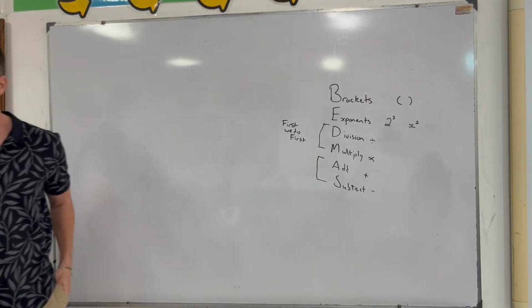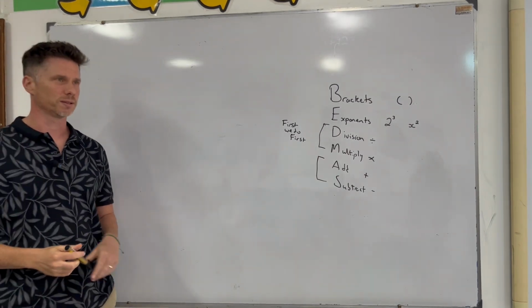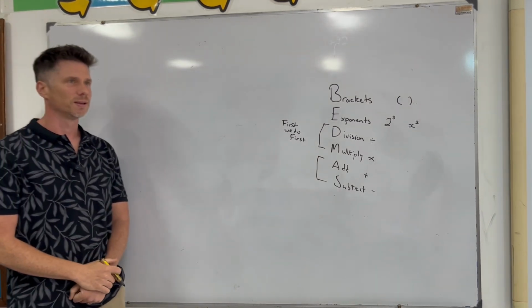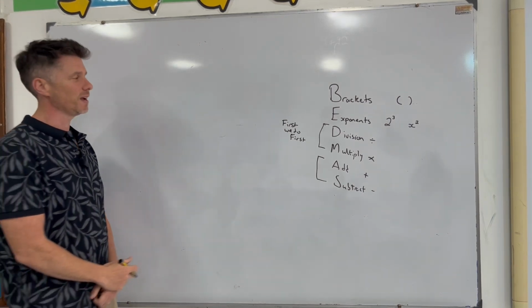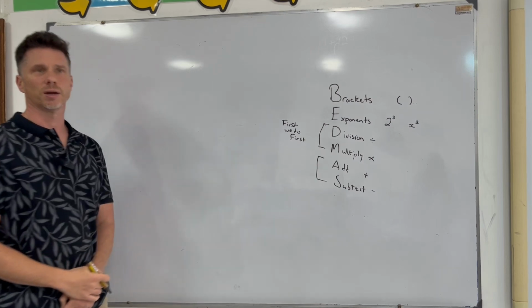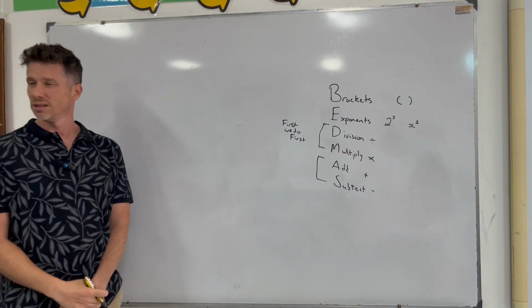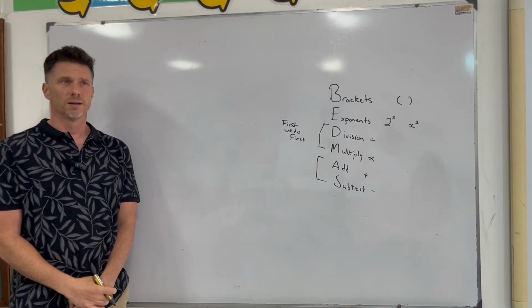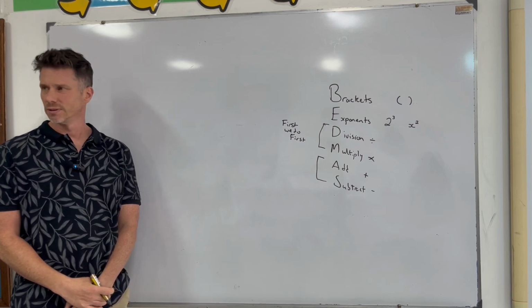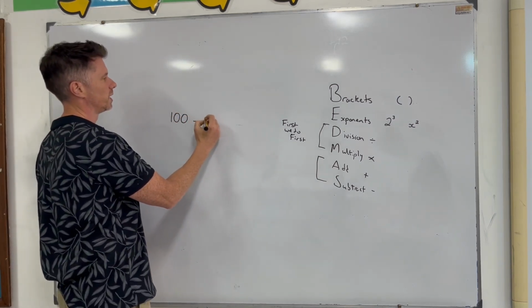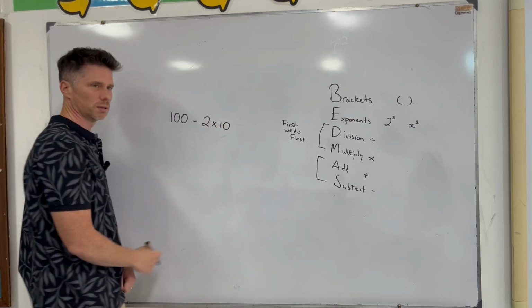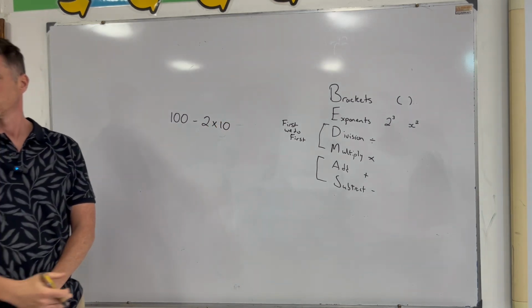Now, does it make sense that we have this particular order? Why do we need it? Why can't we just do whatever we want? You will not get the same answer. I'll give you an example. If I have $100 and I owe 2 people $10, how much money do I really have? If I write that down, it's $100 minus 2 times 10. That's the same thing as what I just said.